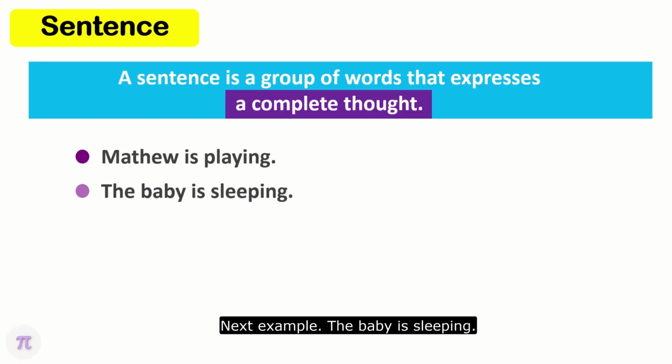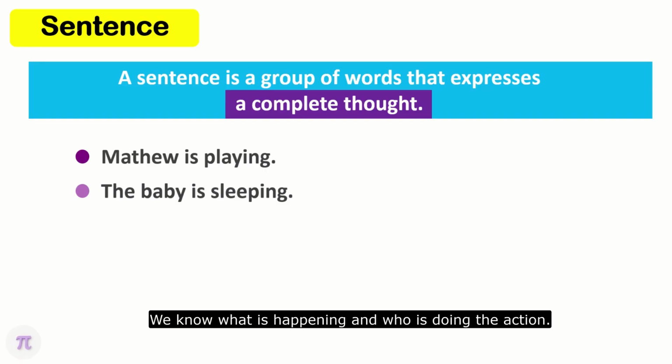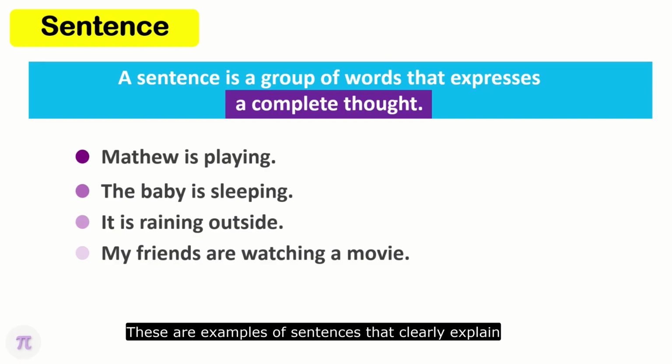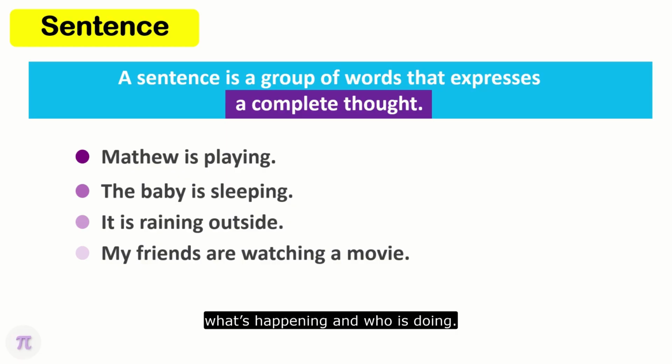Next example. The baby is sleeping. We know what is happening and who is doing the action. It is raining outside. My friends are watching a movie. These are examples of sentences that clearly explain what's happening and who is doing it.